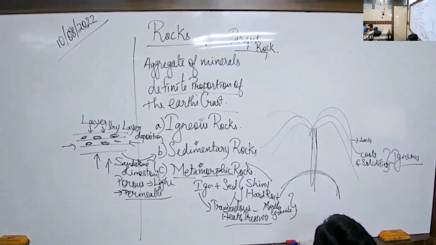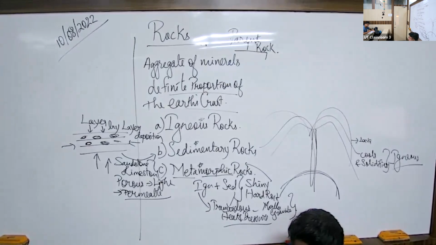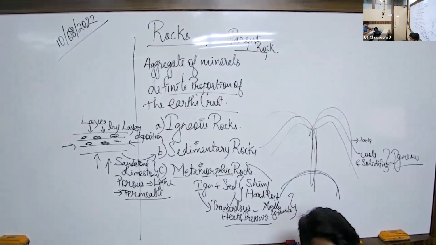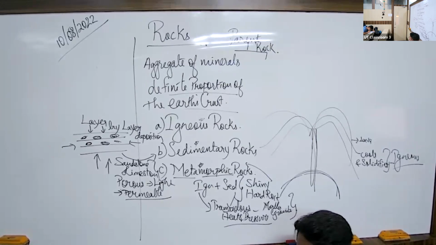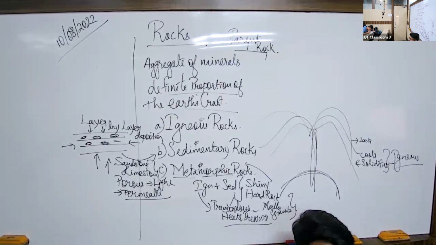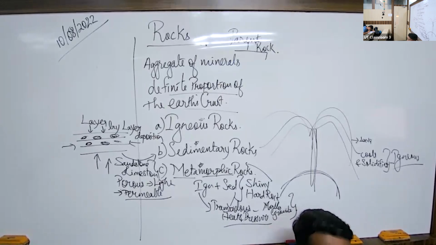Second point. Now, no need to write rocks everywhere. You write capital R. Understood it is rocks? Not in the exam. These rocks are formed due to cooling and solidification of molten magma. Underline cooling and solidification.